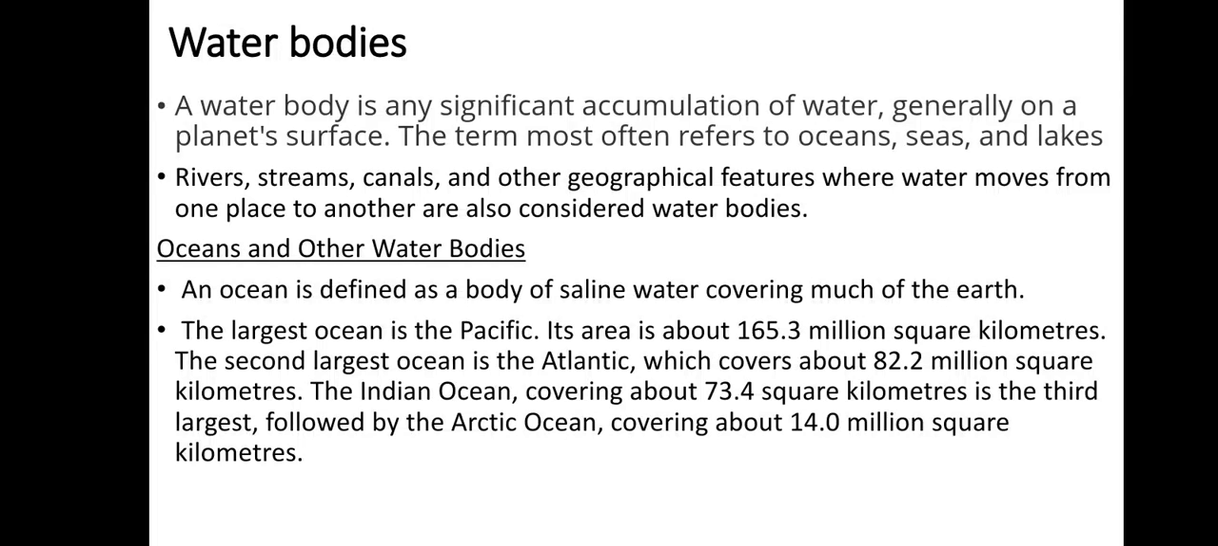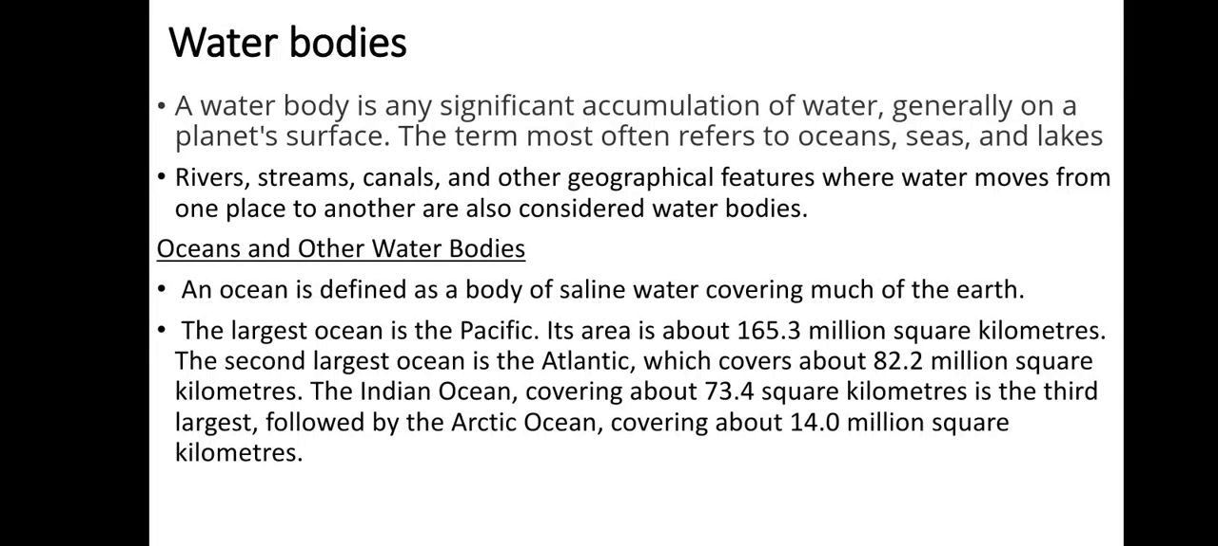Let's see the oceans and the other water bodies. An ocean is defined as a body of saline water covering much of the earth. So a body of saline water or salt water that is covering a large area on our earth is what we call an ocean. Now, the largest ocean is the Pacific.